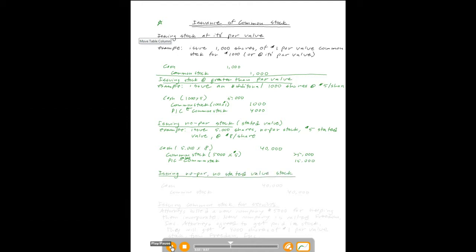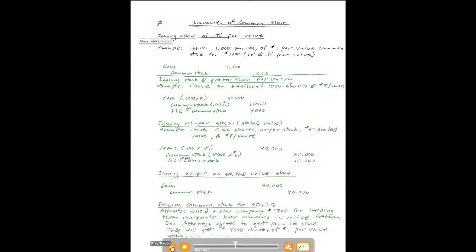Another scenario is you issue stock that has no par value and no stated value. So if we were going to do this same example that we did up here, except there was no stated value, you would just debit cash for the 40,000 and credit common stock for the 40,000. There's no paid in capital in excess of stated or in excess of par, because there is no par or stated value.